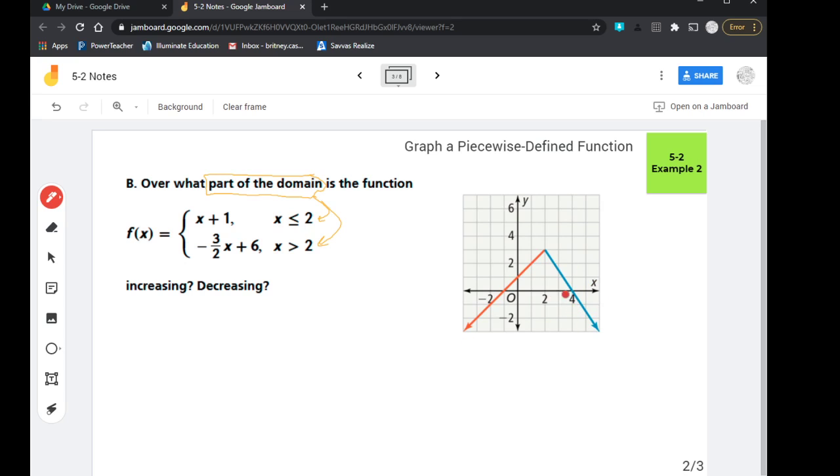decreasing. Now this red one, if I draw a little man on the left-hand side of the graph and he's walking uphill here, so this part is increasing. So I would say, I'm going to change this color to red.